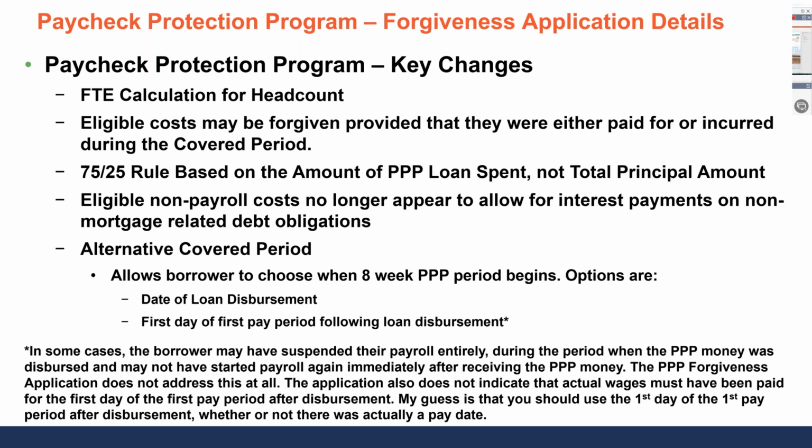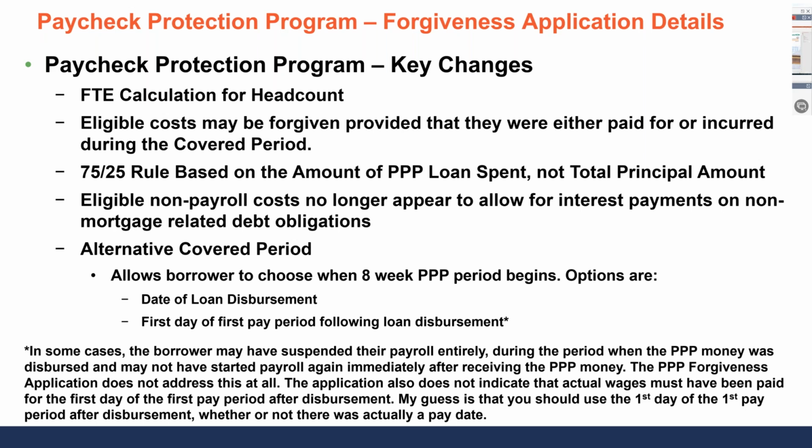from the date of the disbursement. 56 days from the 56-day period starting with your date of disbursement. Another change here is that eligible costs may be forgiven provided that they were either paid for or incurred during the covered period. Now, previous to this, we were under the belief that the PPP program really only cared about what you paid for during your 8-week period, your covered period.